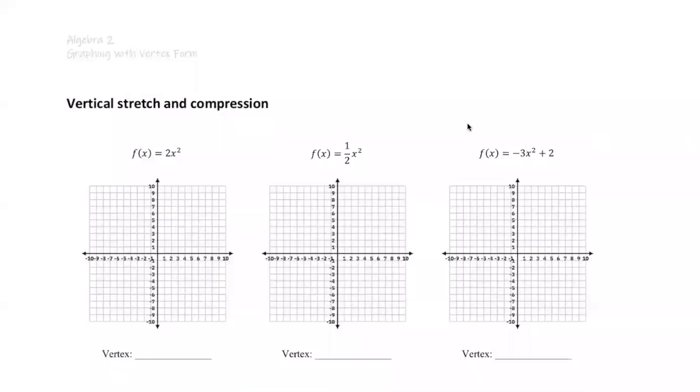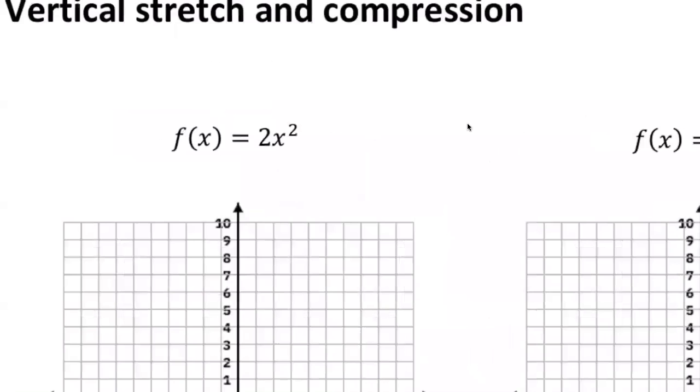All right. What's next here? The next thing is vertical stretch and compression. So what do we have here? We have a 2x squared.